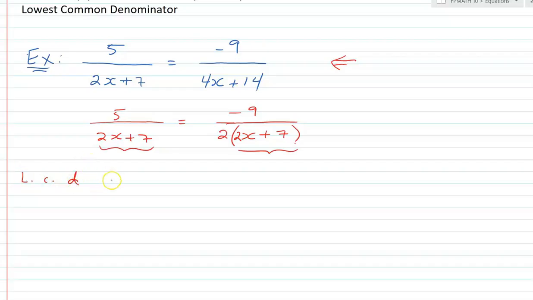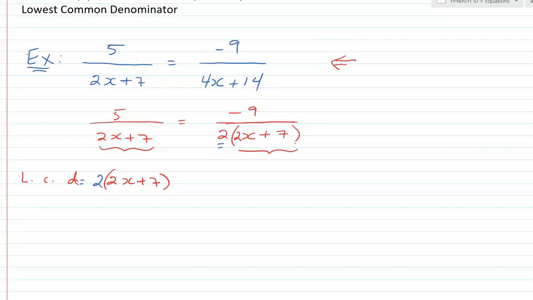The LCD must have a 2x plus 7, and it must have a 2. So I'm going to put a 2 in front, and that would be the LCD of the two rational expressions.